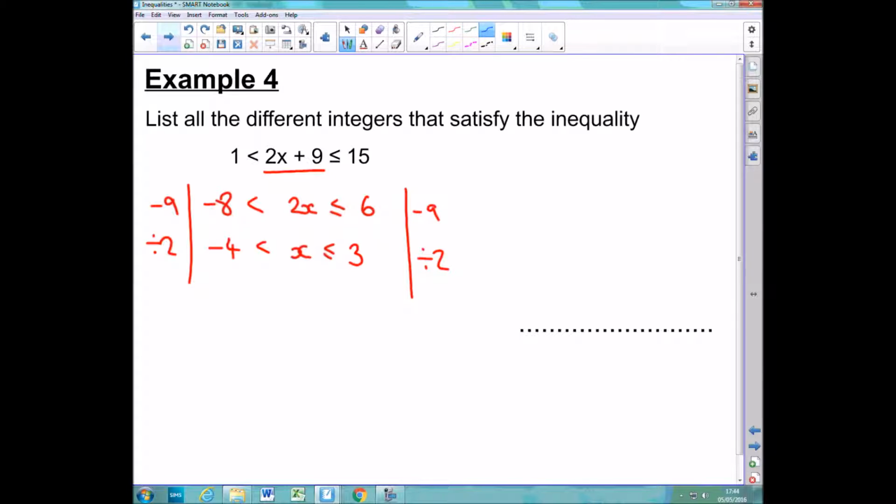So I've solved my inequality. But the question is asking me to list all the different integers that satisfy the inequality. So I'm not quite done. What I need to do here is just list the numbers that are bigger than minus 4 and less than or equal to 3. So bigger than minus 4, that means it's going to be minus 3, minus 2, minus 1, 0, 1, 2, and 3.